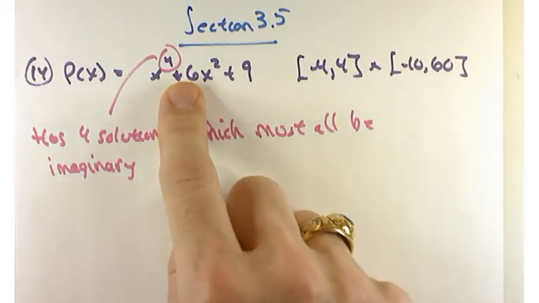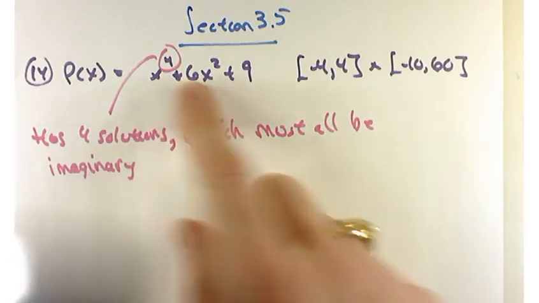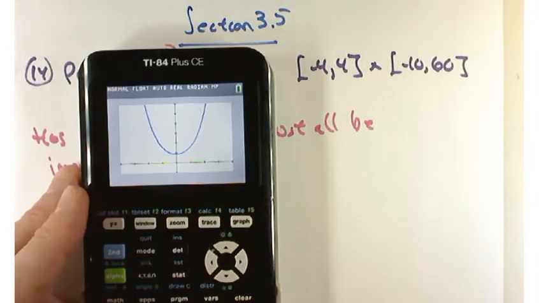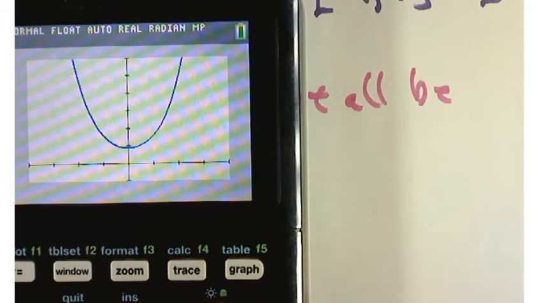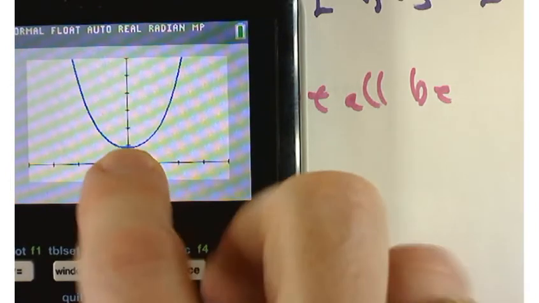So the polynomial in problem number 14, if you look at the graph, it doesn't cross the x-axis. So, all right, that's kind of a bummer. But what that tells us is that the solutions, therefore, must all be imaginary.